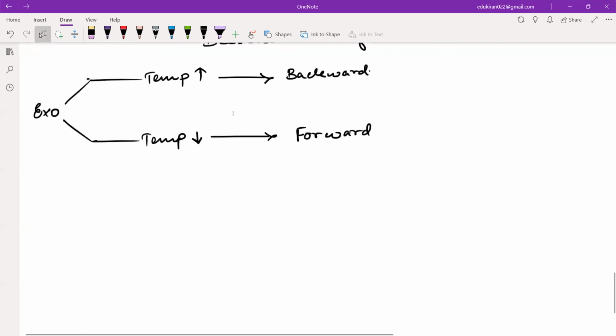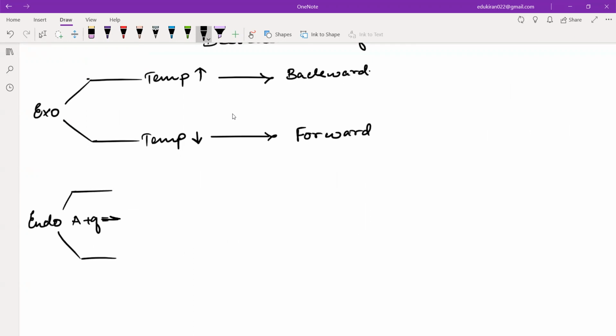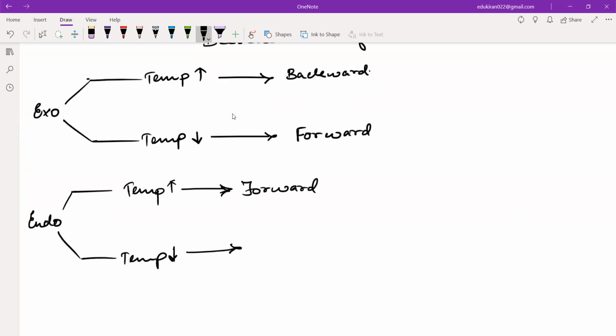If I have an endothermic reaction, it will be something like A plus heat gives me product B. So in this case, if I increase the temperature, it is going to move in the forward direction. And if I decrease the temperature, it is going to move in the backward direction.